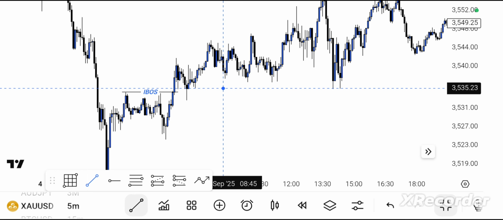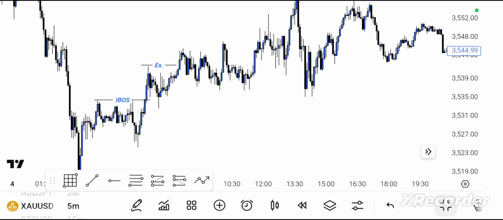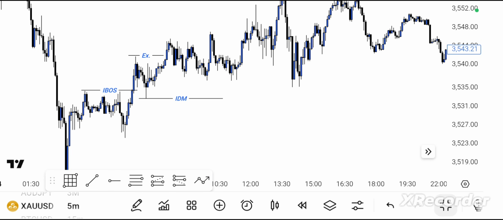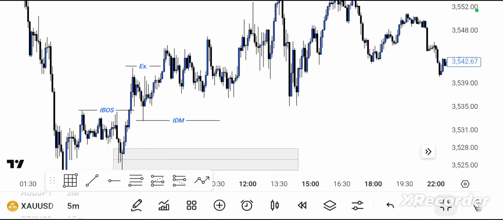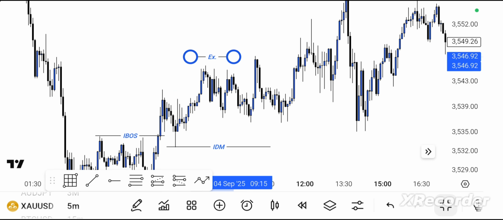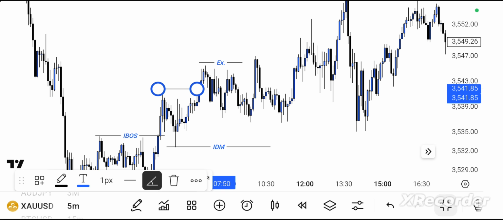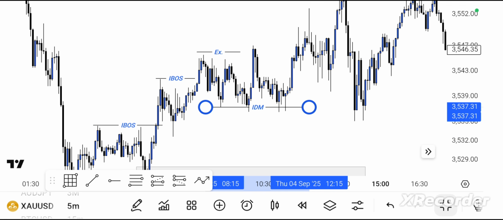So I have an extension. Below it is my inducement. So this would have been where I would have placed my buy limits, but of course it wasn't mitigated. When I have a break of structure, IBOS, after an extension, the IBOS becomes an extension because I'm looking for a complete cycle. So this becomes my next IBOS. Then beneath my extension becomes my inducement. So this is my inducement right here.